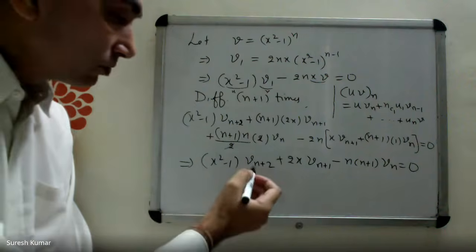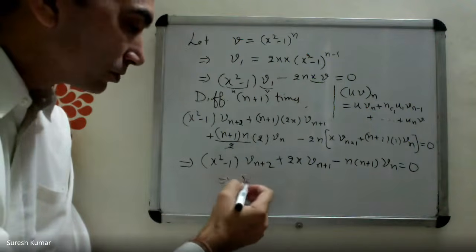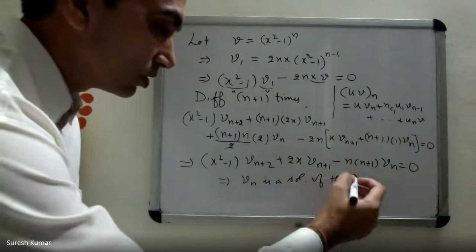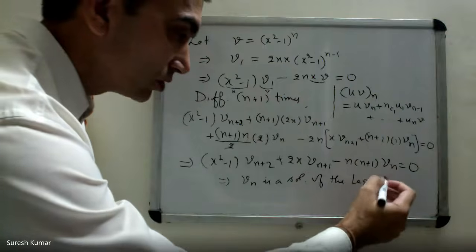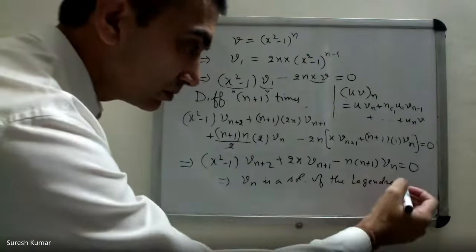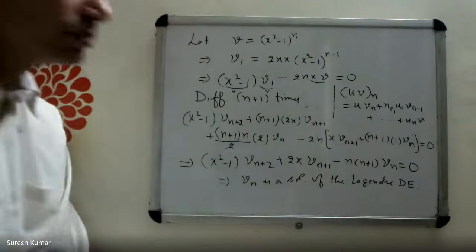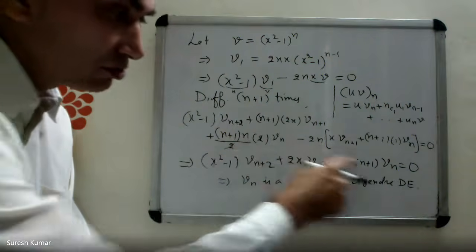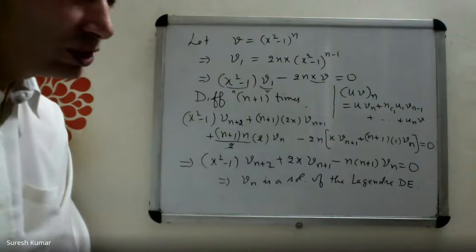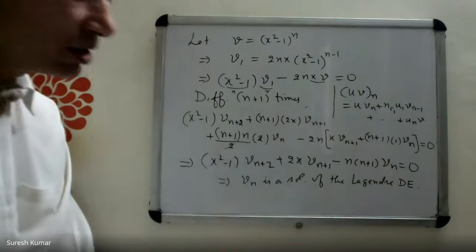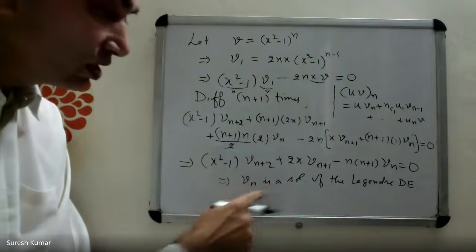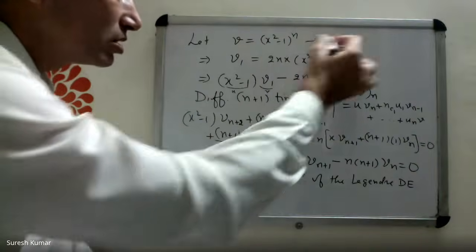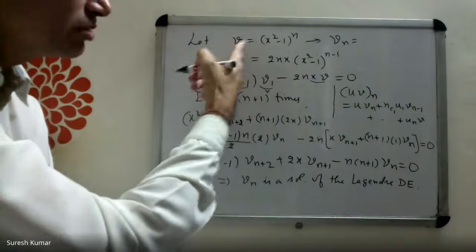All right. Now, can I say that vₙ is a solution of Legendre's differential equation? Check Legendre's differential equation. Does it match that equation? It is the second derivative of vₙ, the first derivative, and vₙ only. So if I assume vₙ equal to y, it is nothing but Legendre's differential equation. So you can say that vₙ is satisfying the Legendre differential equation. But what is vₙ? It is the nth derivative of this.